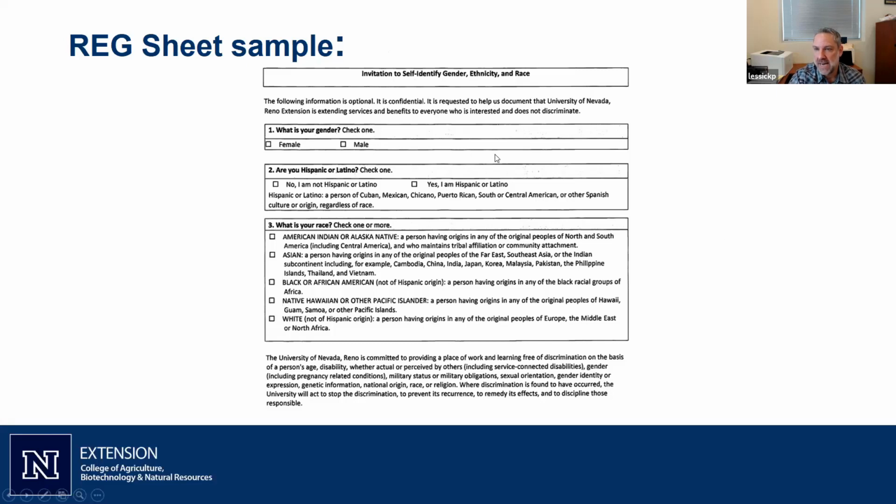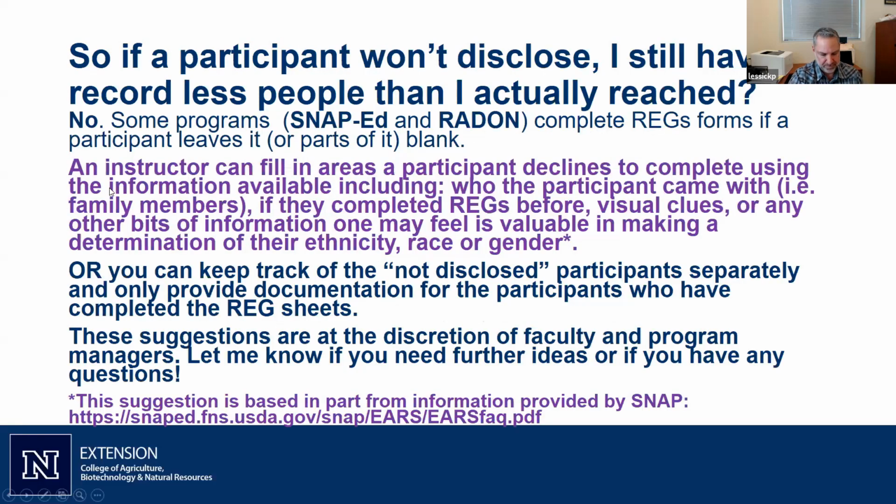Okay. Now, when I say someone can leave it blank or they don't want to fill it in, what could be a possible step? So let's look at this next slide. There are programs for instructors that just fill in the blanks for people who leave it blank, or fill it out for people, which might surprise some people. However, next slide, look at the purple paragraph. An instructor can fill in areas a participant declines to complete using information available, including who the participant came with, if they completed the reg sheet before for another class, visual clues, or any determination of their ethnicity, race, or gender. And this is taken right from a USDA SNAP Ed funded program.